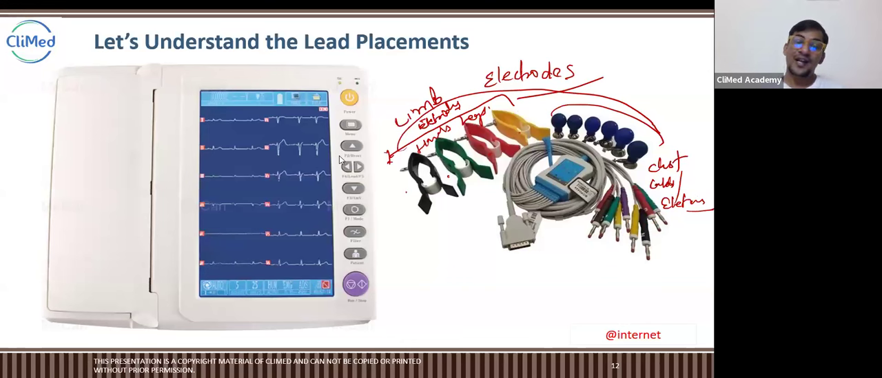Why 10 electrodes for 12 leads? Leads are a different thing, guys. Leads are just the representation, because there are three leads which are the mirror images. AVF and AVL are the mirror images of lead 1 and lead 2. That's why we just need 10 electrodes for 12 leads.